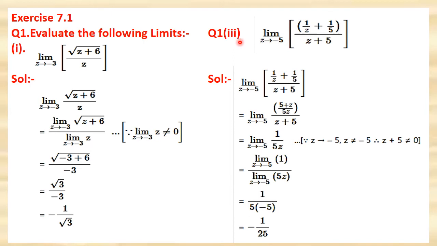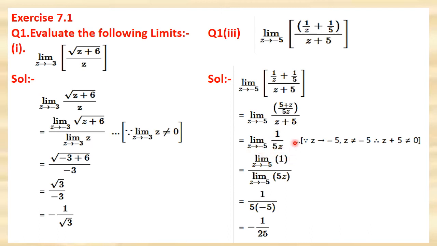Now question 1, third one, limit z tends to minus 5, 1 upon z plus 1 upon 5 upon z plus 5. Here we will simplify this function by cross multiplying the numerator terms, that is 1 into 5, 5, plus 1 into z, z, 5 plus z upon 5z divided by z plus 5. So here 5 plus z can be cancelled from numerator and denominator, then the remaining function is 1 upon 5z. And then we apply the limit by direct substitution here.